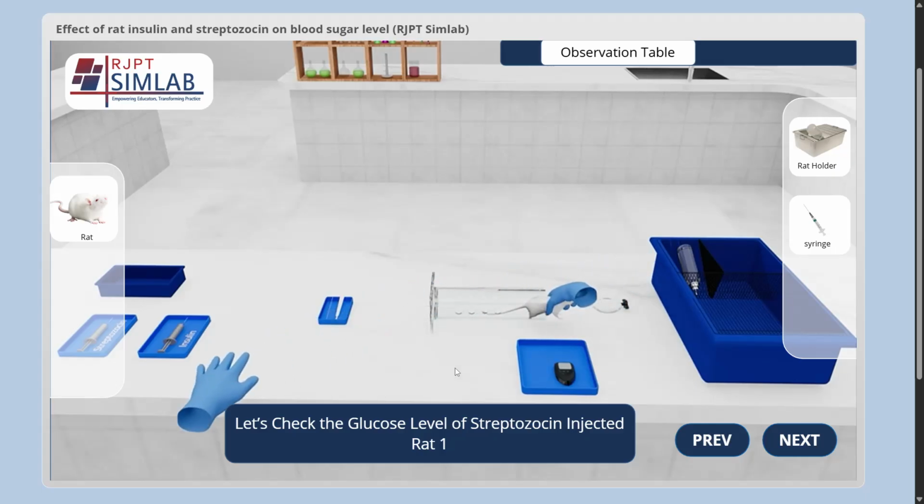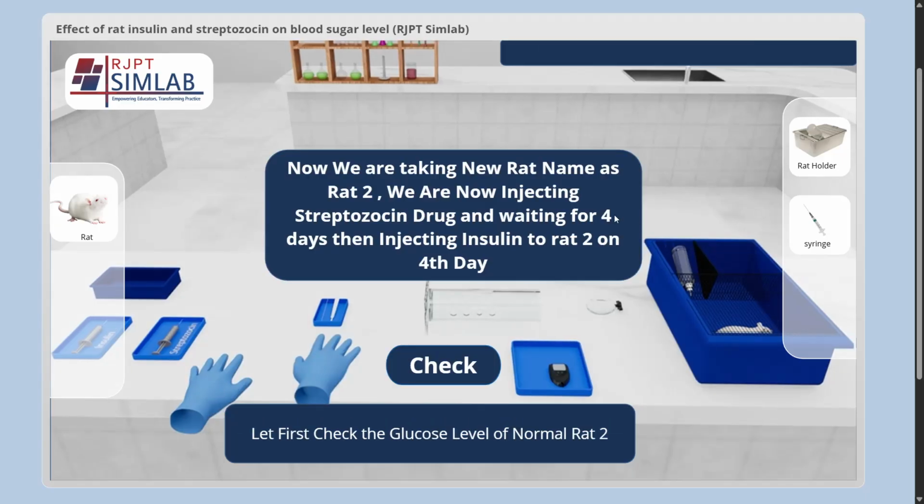Again, we will place our first rat inside the cage and move on to the next step. Now we are taking a new rat, named rat 2 or the second rat, and we are injecting the streptozotocin drug, waiting for 4 days, and then injecting insulin to rat 2 on the fourth day.